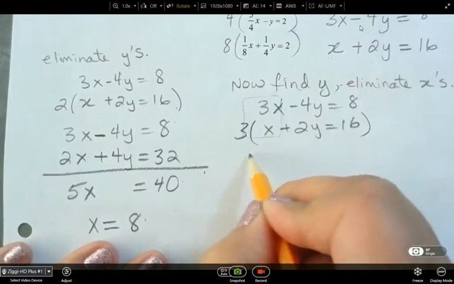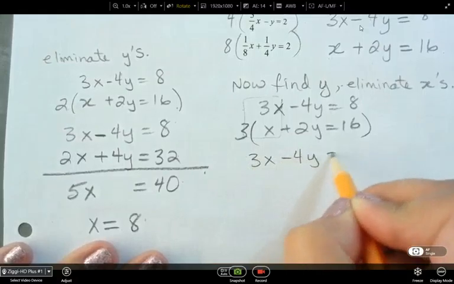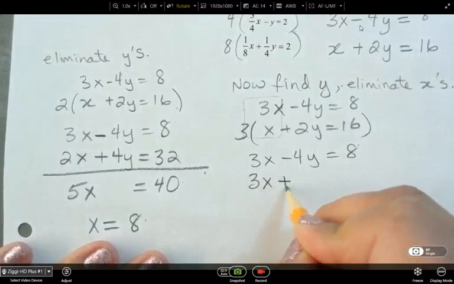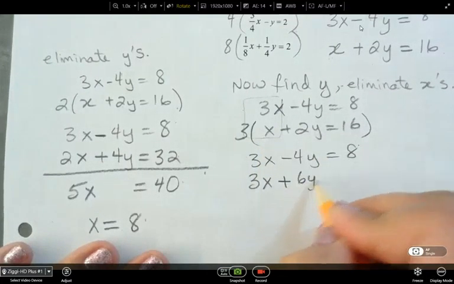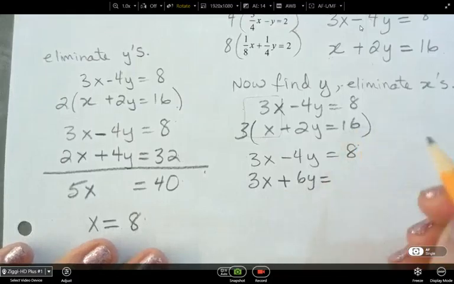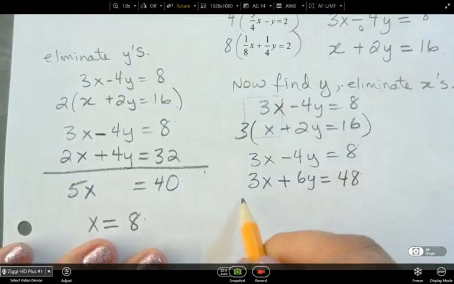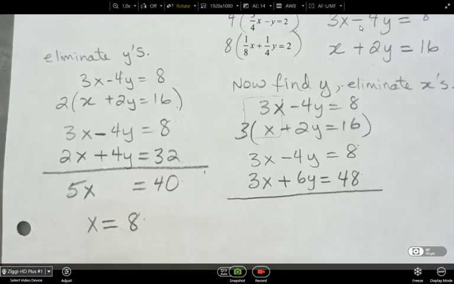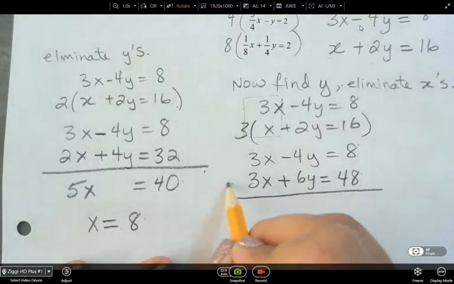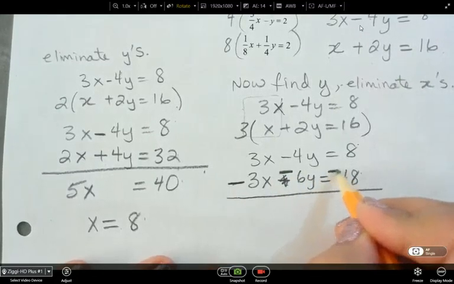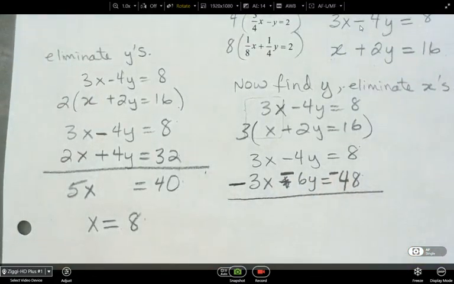so I'm going to rewrite the top equation again. Okay, and then I'm going to write 3x plus, and then 6y, and 16 times 3 is? Okay. Now, am I going to add them or subtract them? Subtract them. Or what you could do also is change the signs of the bottom one, or multiply it by -1, right? And now you're adding them together.